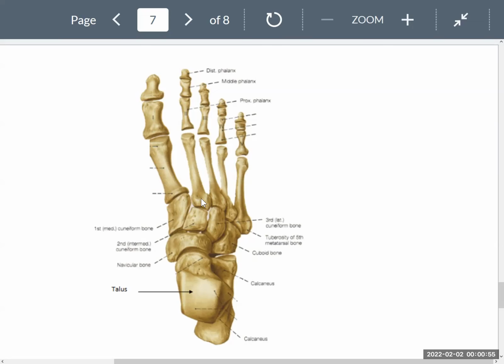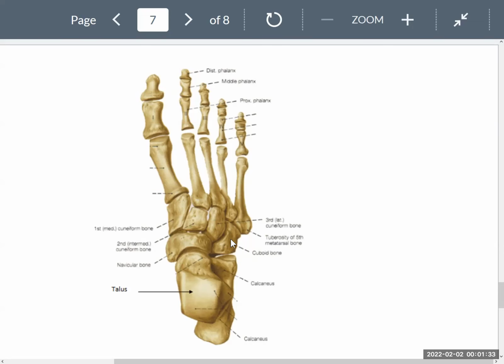The second metatarsal articulates with cuneiform 2. The third one with cuneiform 3. There's cuneiform 1, 2, 3, and then the 1 here articulates with the last 2 digits, just like in the hand. In the hand, this would have been the equivalent of the hammate, but this is the cuboid bone. Cuneiform 1, 2, 3, and cuboid.